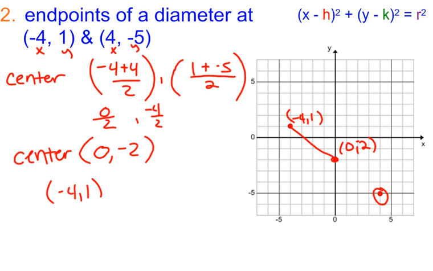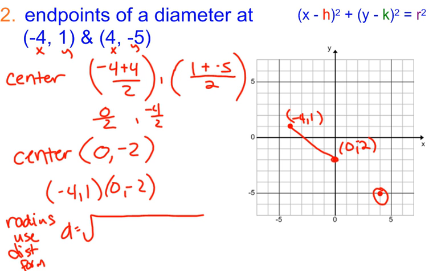So I have negative 4, 1 and 0, negative 2, and to find my radius, I use the distance formula. I'm going to say distance equals the square root of, and if you remember how we label those, this would be x1, y1, x2, y2. So I say x2 minus x1, so 0 minus a negative 4, squared, plus y2 minus y1. 0 minus a negative 4 would be 4, right? 4 squared is 16.